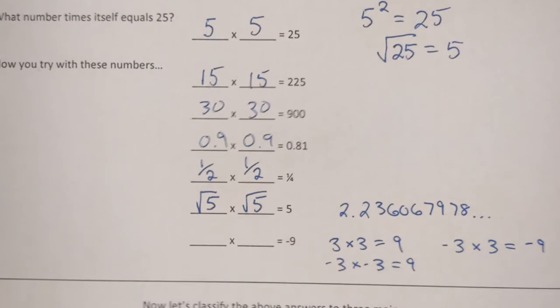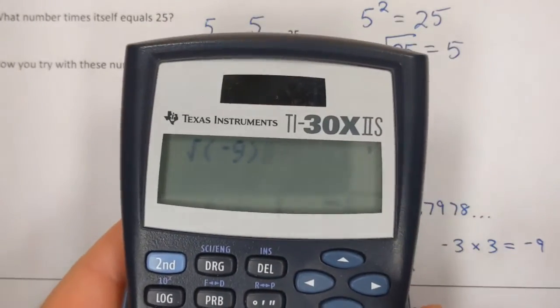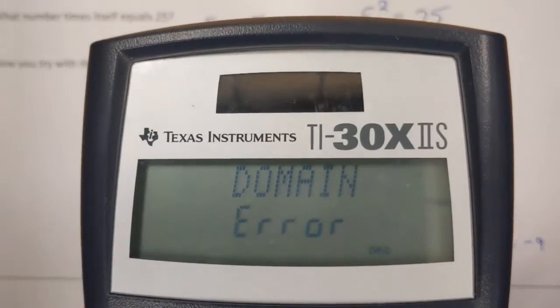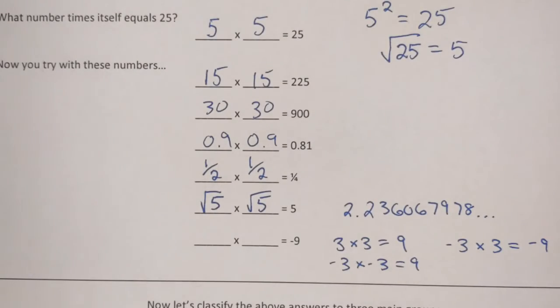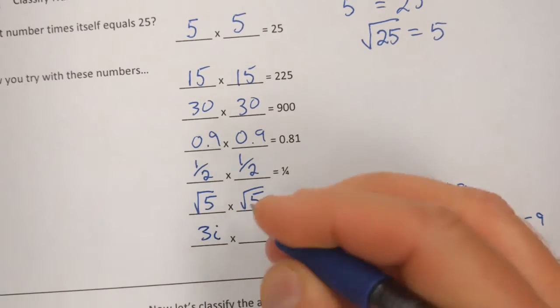And our calculator is no help either. If we try to take the square root of negative 9 in our calculator, it gives us an error. It can't even answer it. Well, I'm here to tell you the answer is called 3i.